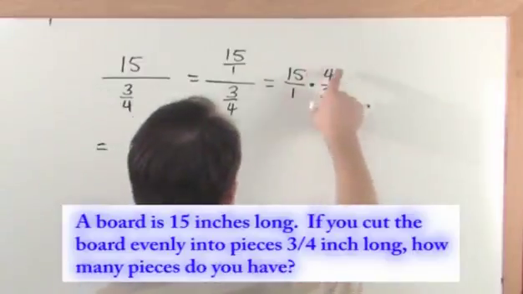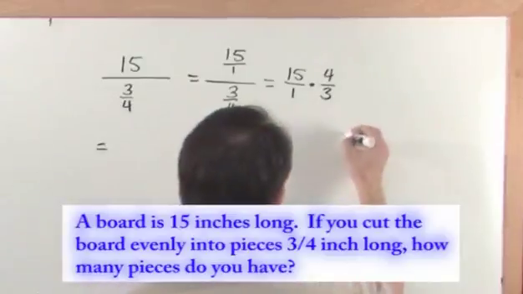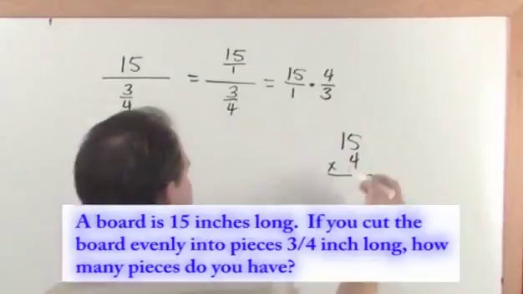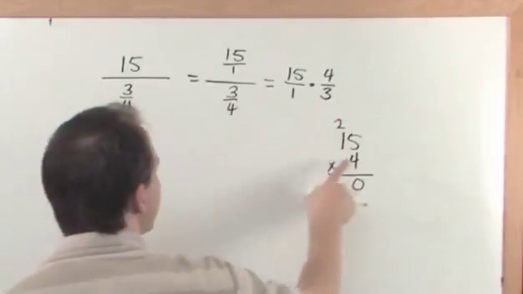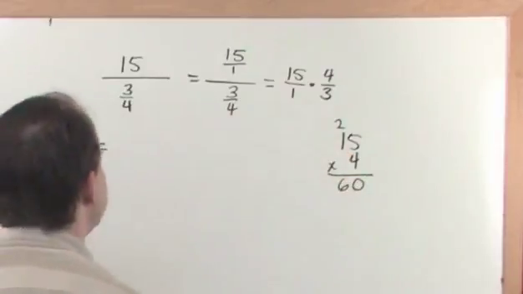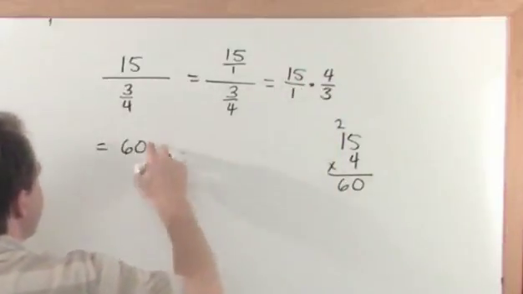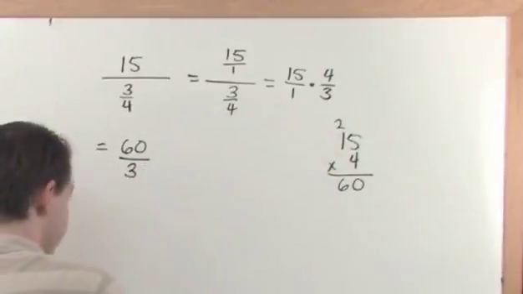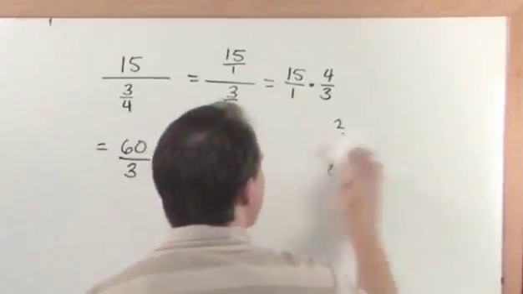So, top times top. What is 15 times 4? Well, if you don't remember what 15 times 4 is, you can just do it real quick. 5 times 4 is 20, so I'm going to put a 0 and carry the 2. And 1 times 4 is 4, plus 2 is 6. So 15 times 4 is 60. So 15 times 4 gives us 60 on the top, and on the bottom, 1 times 3 gives us 3. So the answer is 60 over 3.